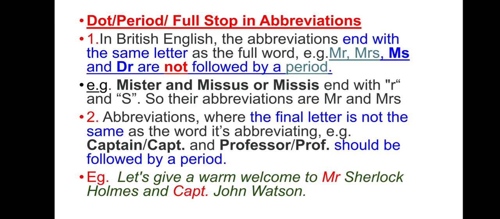Number 2, abbreviations where the final letter is not the same. When the final letter is not the same as the word it's abbreviating, such as captain, CAPTAIN, and the short form of captain is CAPT. In full spelling, captain ends with the letter N, but the short form of captain is CAPT, and that is why T and N are not matched, and that is why a dot is required.